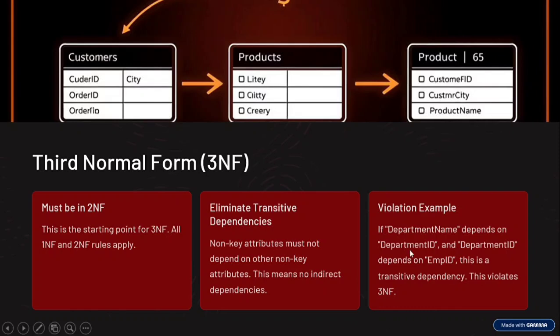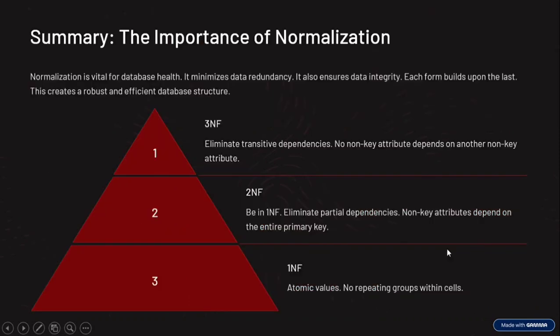In summary, we can see the importance of normalization, which covers 1NF, 2NF, and 3NF. Normalization is vital for database health. It minimizes data redundancy. It also ensures data integrity. Each form builds upon the last. This creates a robust and efficient database structure.